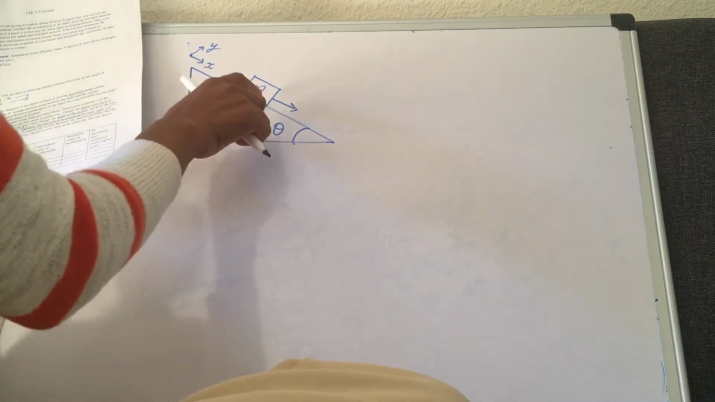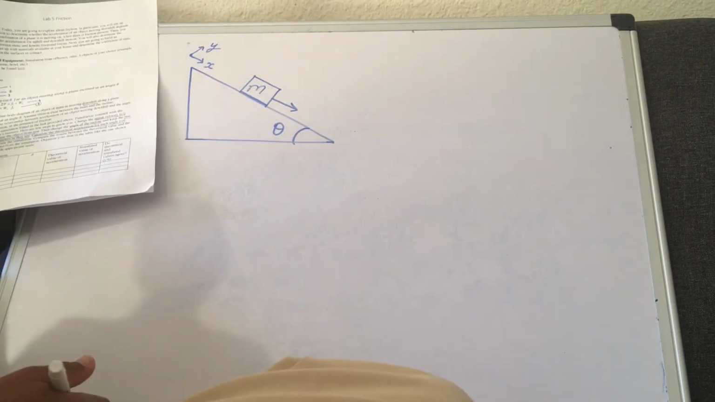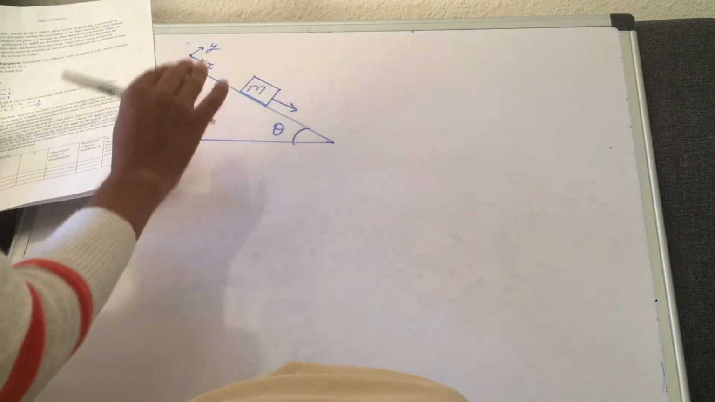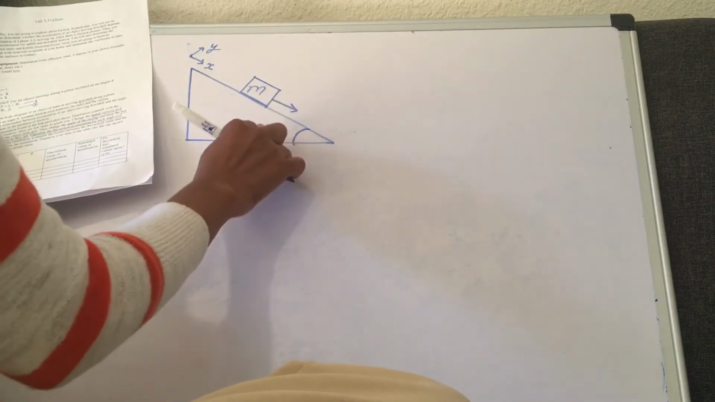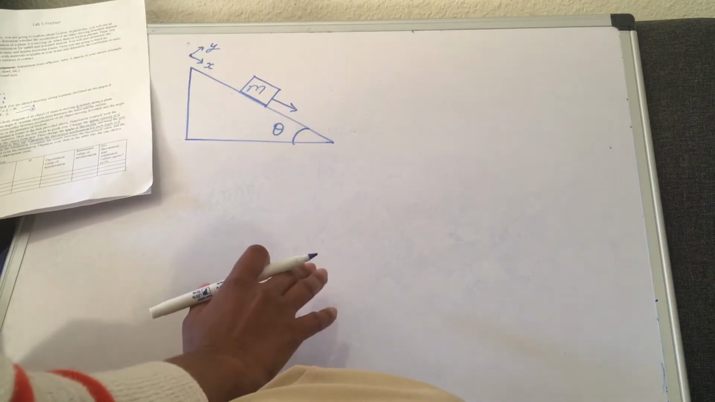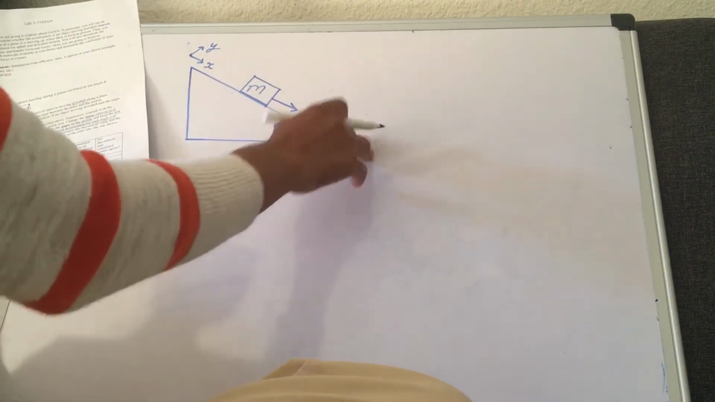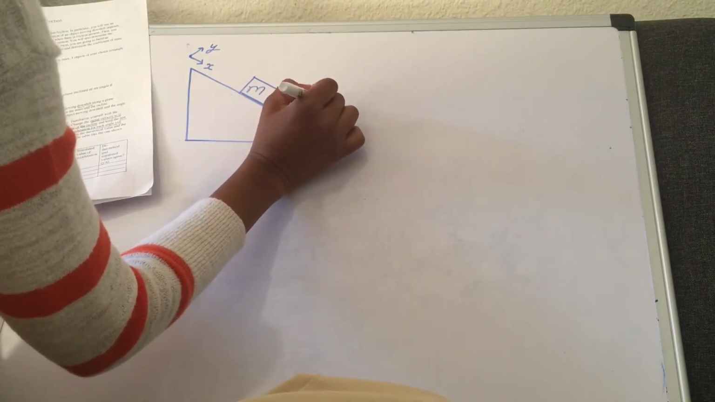So we have this object moving along the inclined plane. Now this ramp is inclined at angle theta. We said friction exists, so let's look at a few things here. If it is sliding downhill, then it is moving this way, right?